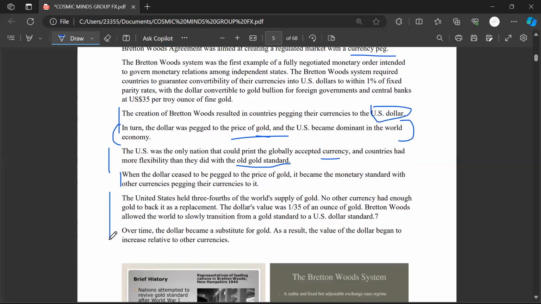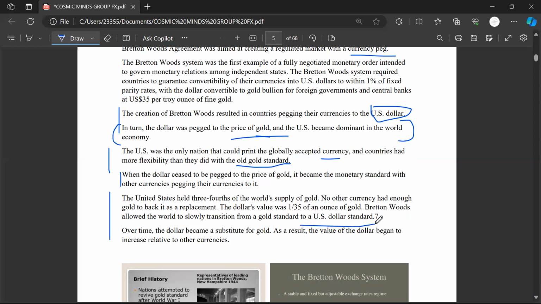Now, the United States held three-quarters of the world's supply of gold. Like I said, there's a story to how they came to have that huge possession. No other currency had enough gold to back it as a replacement, right? So the dollar's value was 35 dollars per ounce of gold. Bretton Woods allowed the world to slowly transition from the gold standard to the USA dollar standard, right?